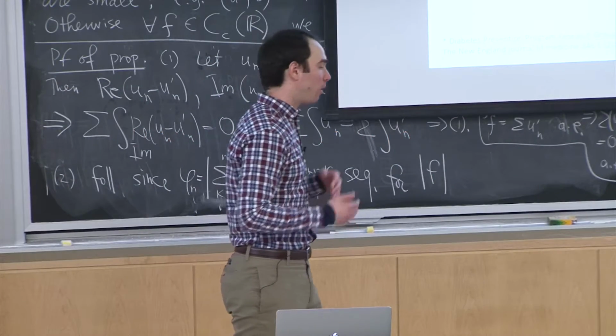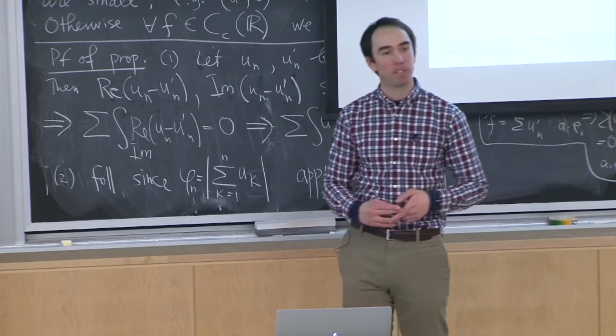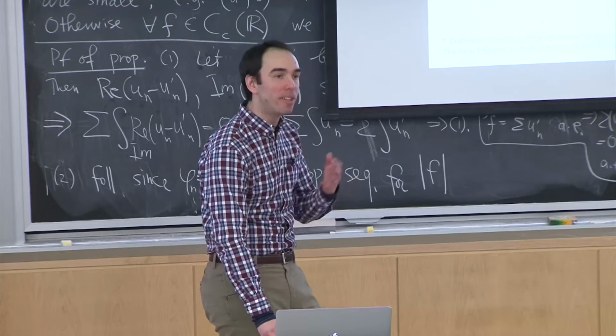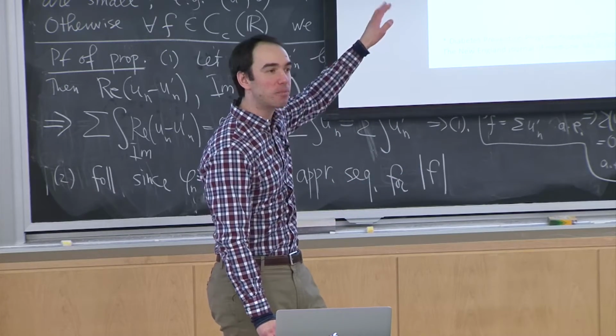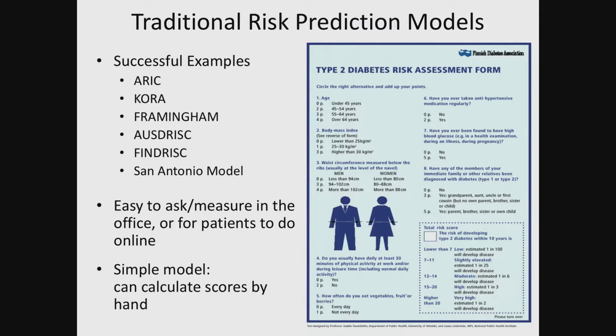For example, weight loss programs or getting patients on first-line diabetic treatments like metformin. But the key problem, which I'll be talking about today, is really how do you find that at-risk population? So the traditional approach to doing that is very similar to that APGAR score based on a score here.